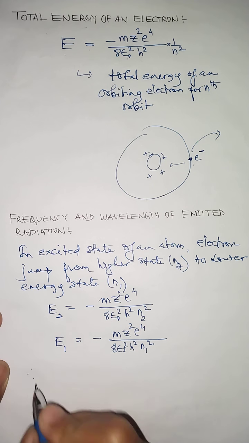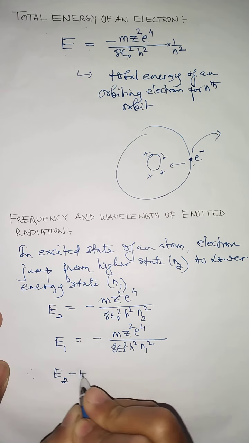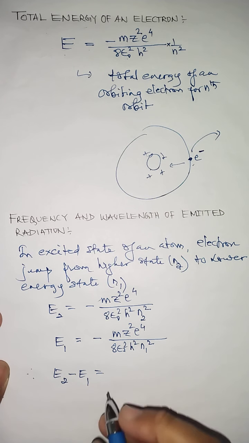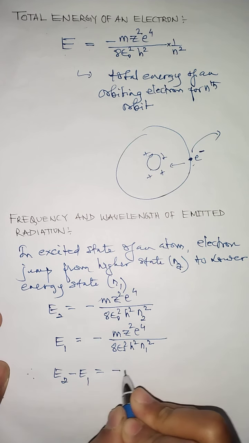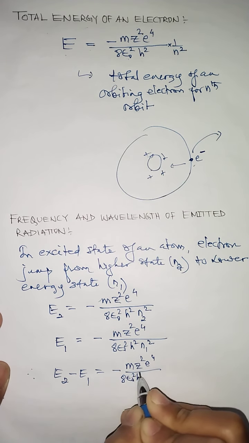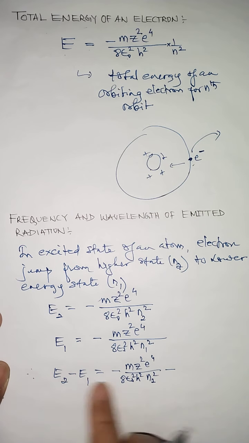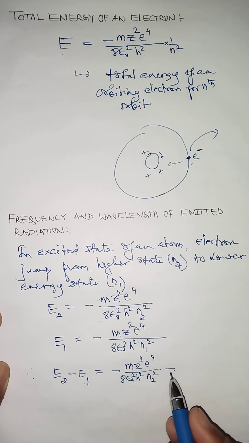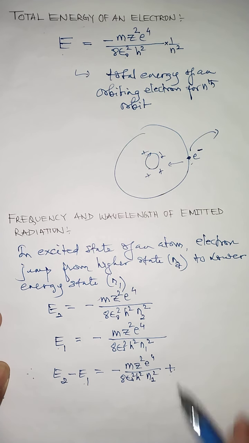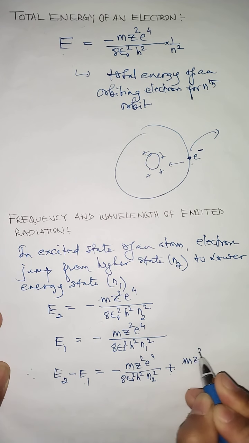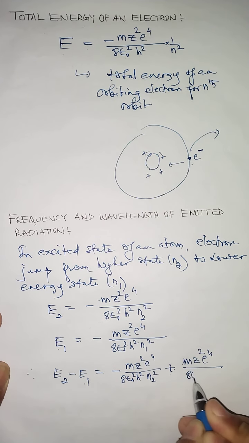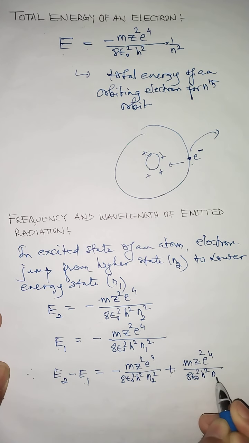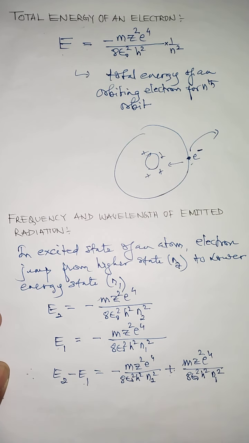The energy difference is simply E2 minus E1. E2 will be minus m Z square e to the power 4 by 8 epsilon naught square h square n2 square, minus this E1, which is already minus. Now minus into minus will be plus. So children, this will be plus m Z square e to the power 4 by 8 epsilon naught square h square and n1 square. This is n2 square and this is n1 square.